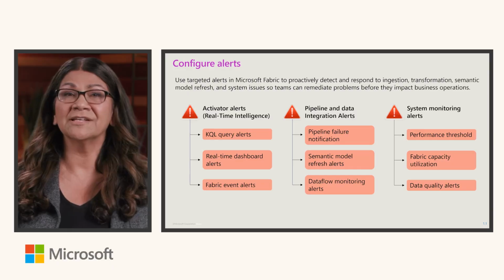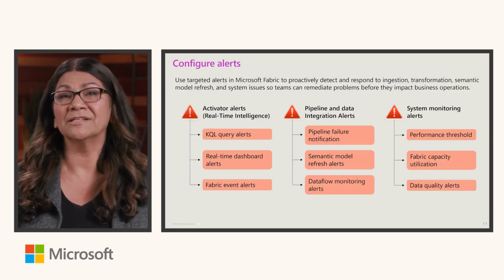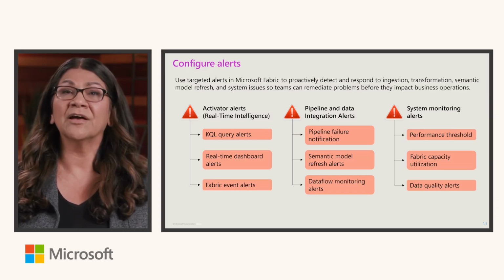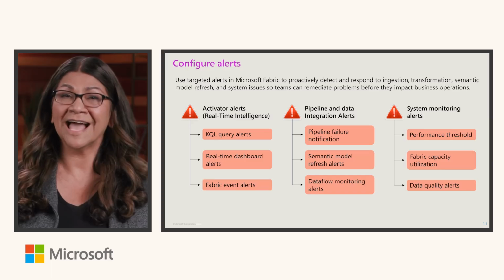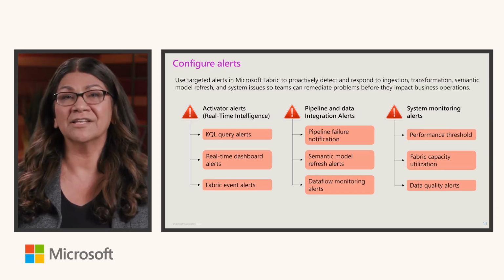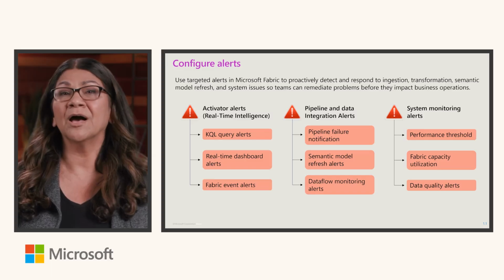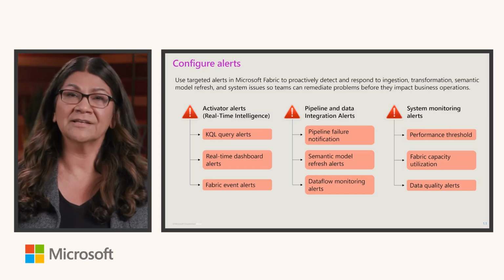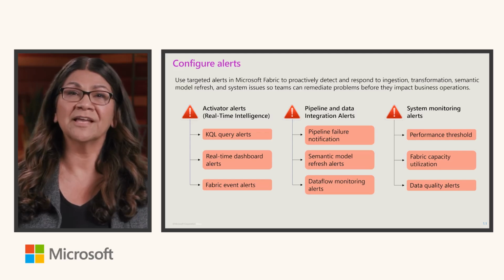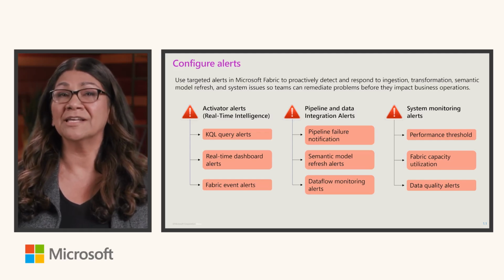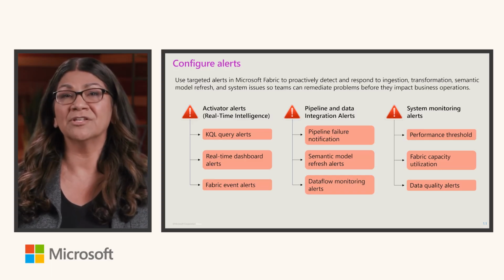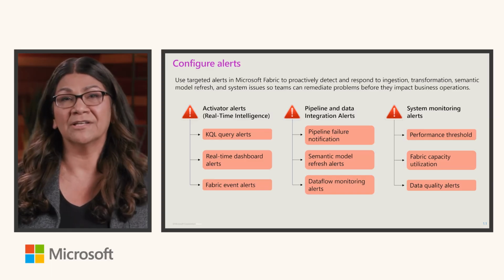To configure alerts, you'll need to know how Microsoft Fabric's alerting system helps you stay ahead of issues and opportunities. There are three main alert categories: activator alerts, which let you set conditions on KQL query results, monitor live dashboards, and react to changes in workspace items or storage events; pipeline and data integration alerts, which notify you about pipeline failures, semantic model refresh problems, or data flow job statuses; and system monitoring alerts, which keep an eye on performance thresholds, capacity usage, and data quality.